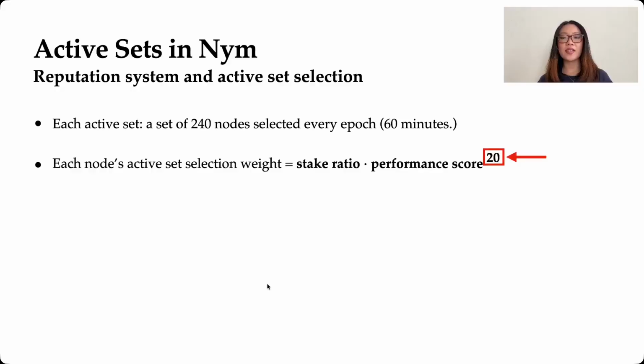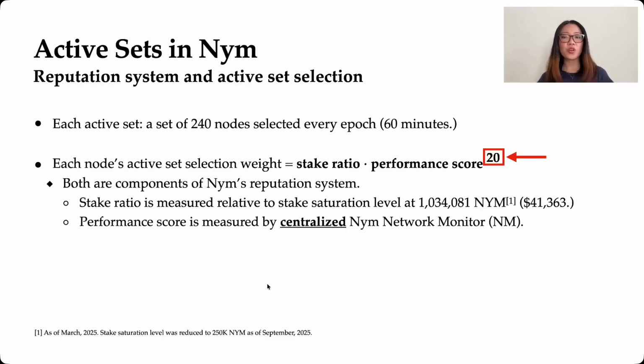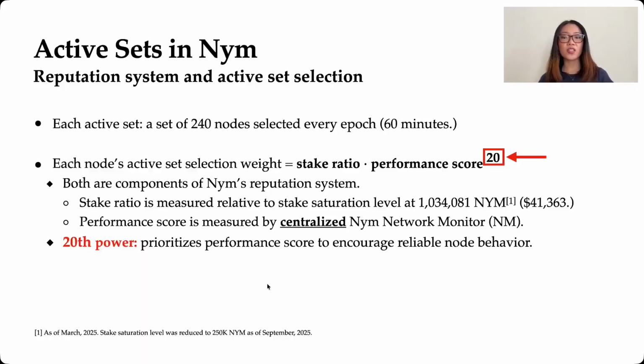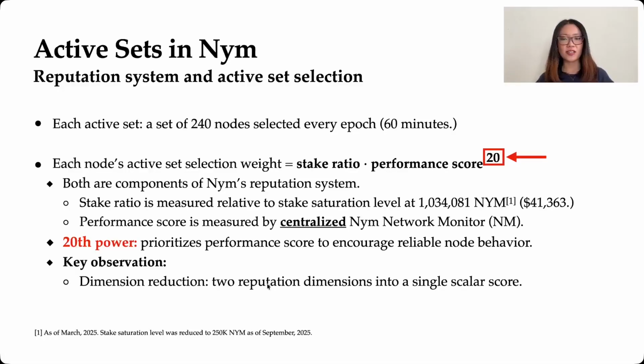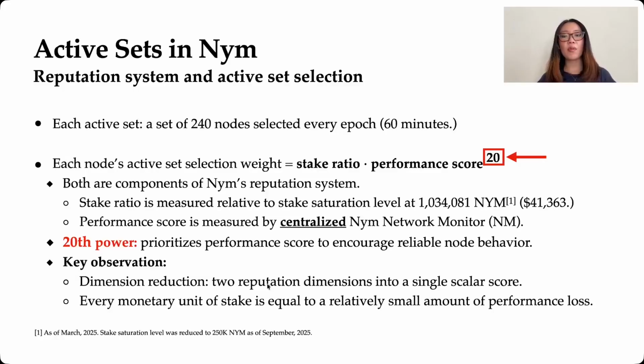And each node has an active set selection weight, which is a combination of stake ratio and performance score raised to the 20th power. And both are important components of NIM's reputation system. And notice here that the 20th power really prioritizes performance score to encourage reliable node behavior. And the key observation here is that the selection formula is essentially a dimension reduction, which is combining two reputation dimensions into a single scalar score. And this shows that every monetary unit of stake is equal to a relatively small amount of performance loss.